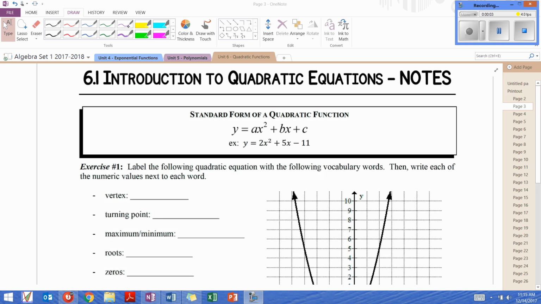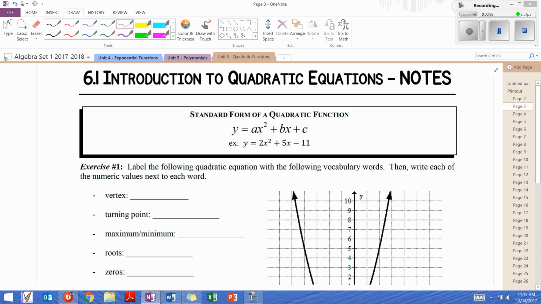You are watching the 6.1 lesson video on Introduction to Quadratic Equations. Well, here we are talking about yet another type of function. And in this unit, we are going to talk only about quadratic functions, so giant U's. They're actually pretty amazing, the things that we can talk about and the things that we can do.